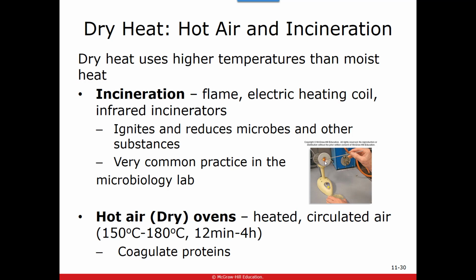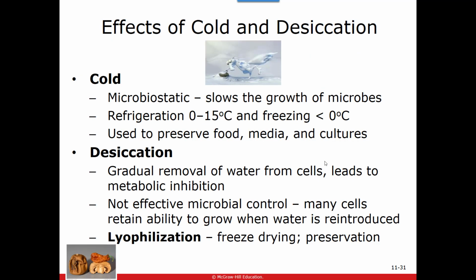Now, flipping it away from heat, instead of using heat to control microorganisms, we can use cold. Cold temperatures are microbiostatic, which means they don't kill the organisms, but they almost stop microorganisms from growing, which is why we refrigerate things all the time. We put things in the refrigerator because it slows microorganisms from growing, which keeps your foods longer because you don't have microorganisms growing and destroying them.